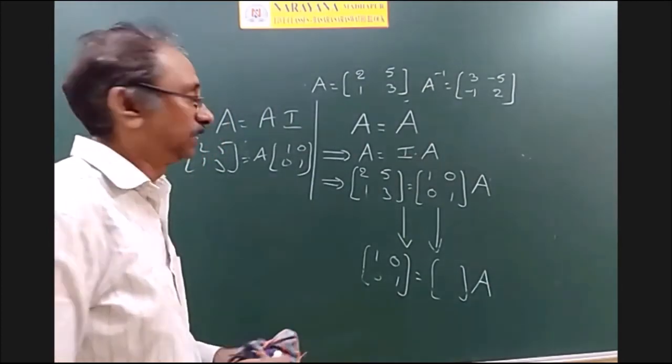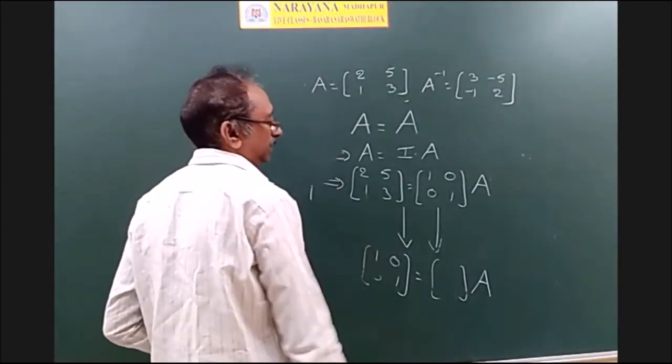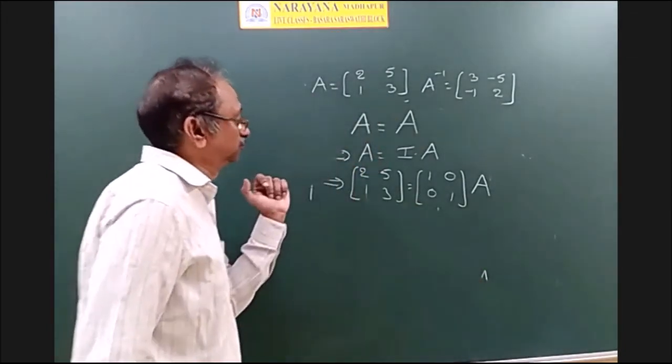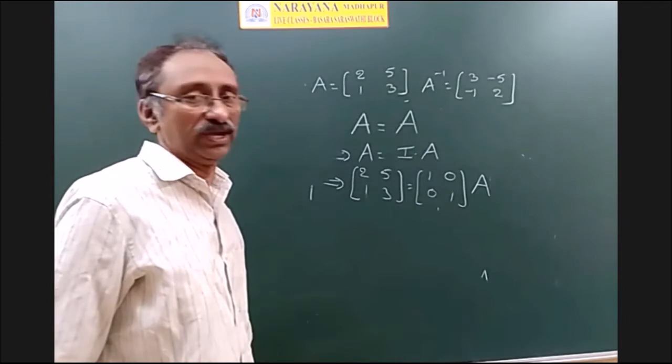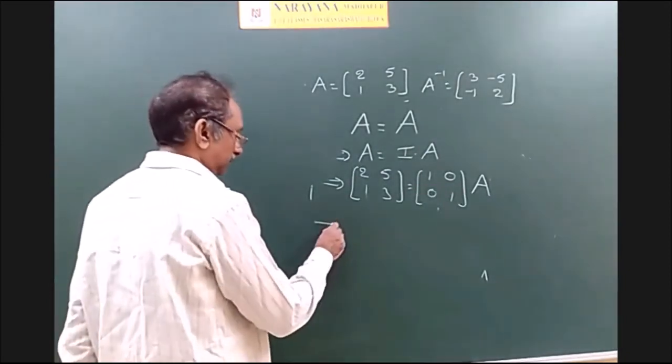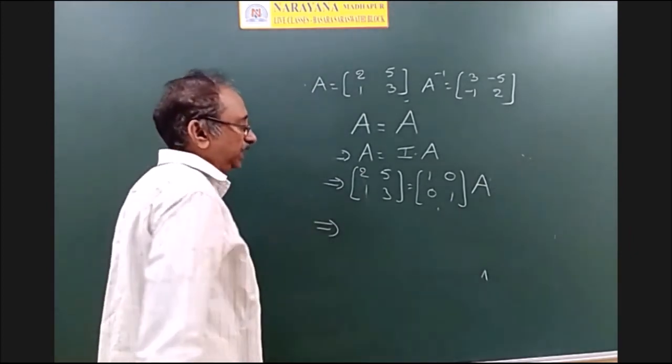This is the procedure for the board examination, in particular for CBSE students. You have that model. So what is the procedure? Take A is equal to IA and write A element-wise as 2513. Write I element-wise as 1001. But don't write that A, simply leave it like that.